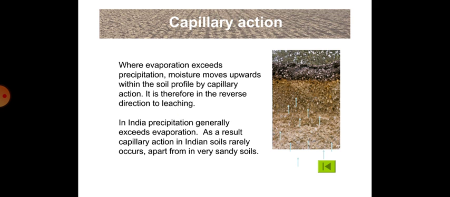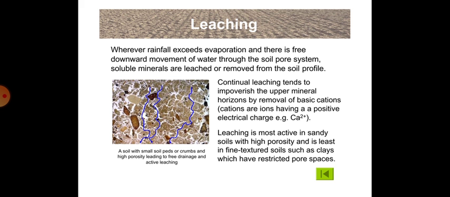Now comes capillary action. Where evaporation exceeds precipitation, moisture moves upwards within the soil profile by capillary action. It is therefore in the reverse direction to leaching. In India, precipitation generally exceeds evaporation. As a result, capillary action in Indian soils rarely occurs, apart from in very sandy soils.